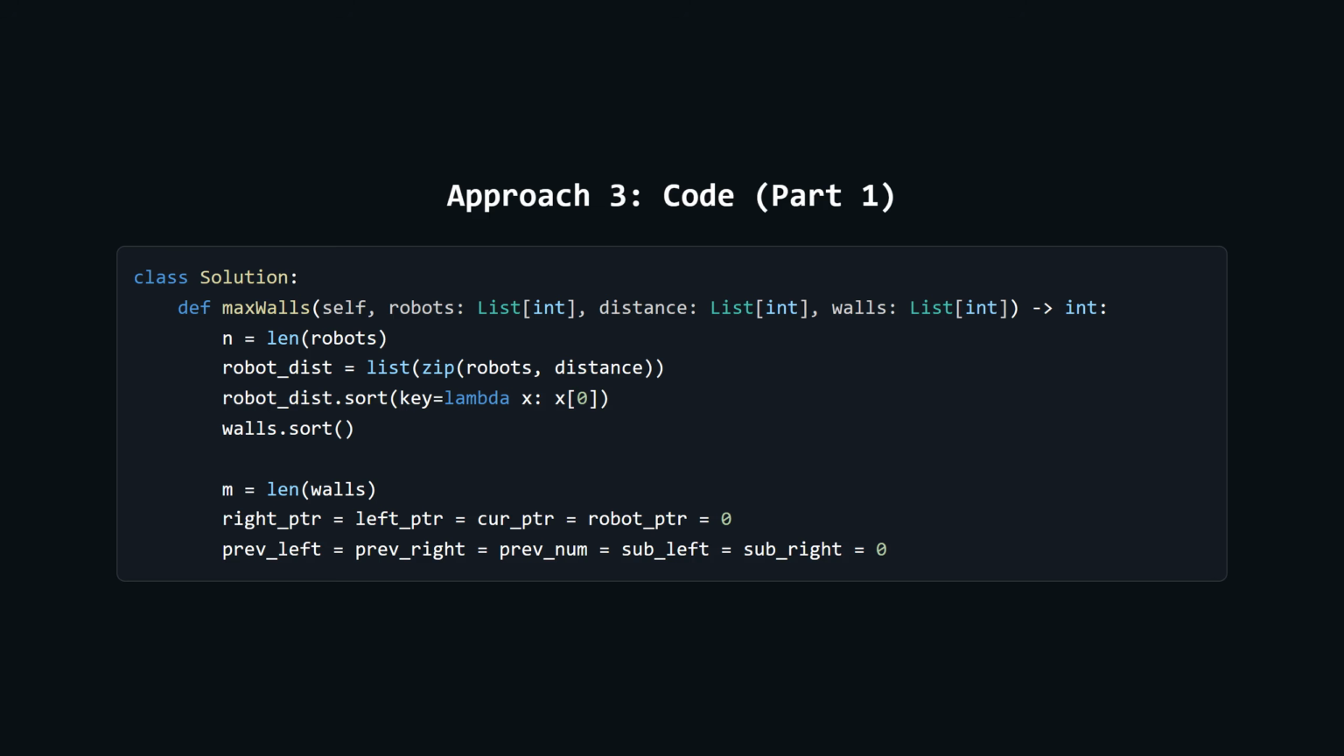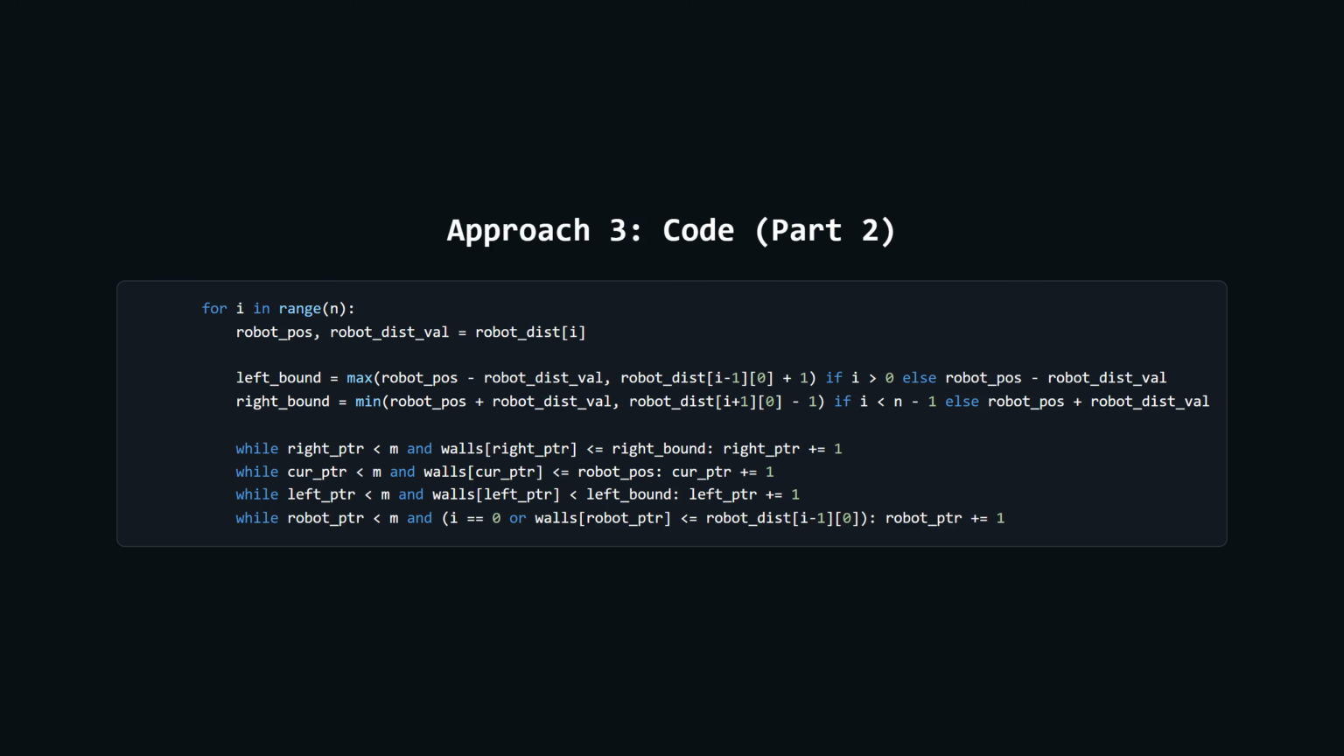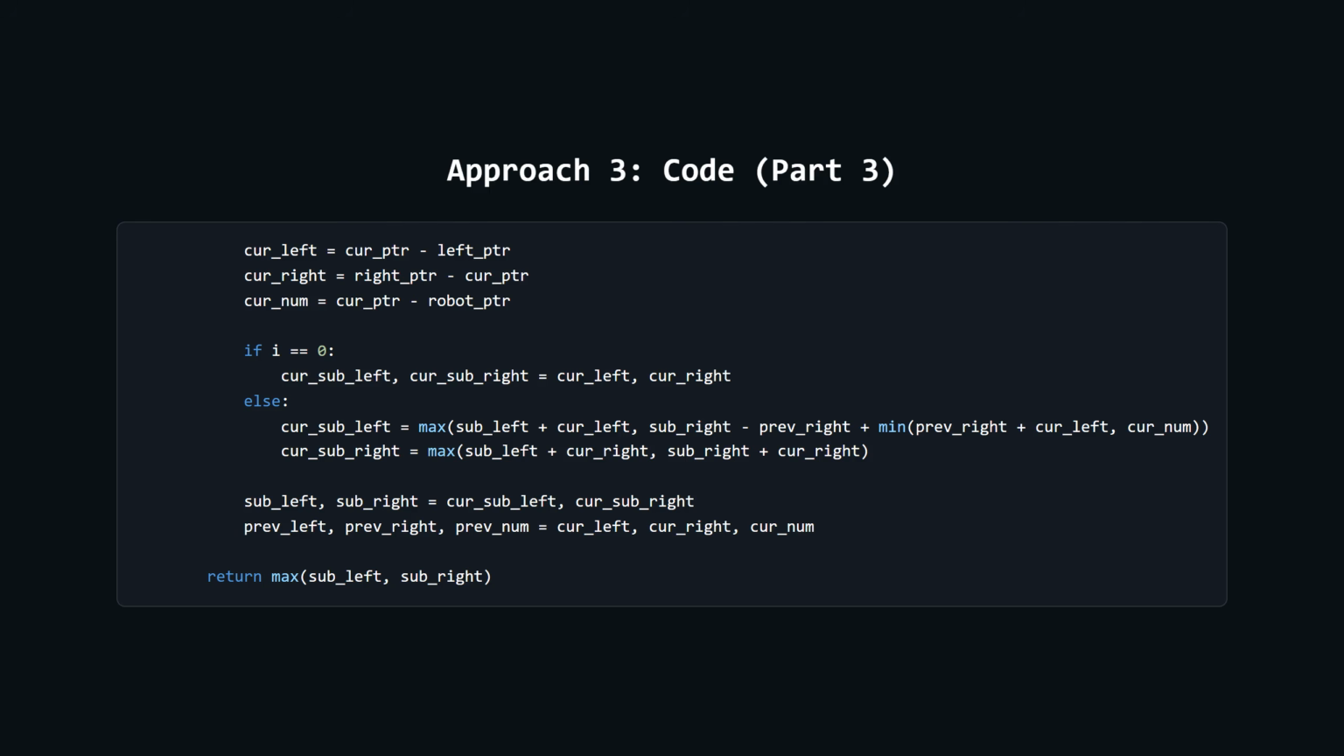We zip the robots and distances together so they stay linked when we sort them. Then we initialize all our sliding pointers and our dynamic programming variables to 0. Inside our main loop, we calculate those left and right boundaries we talked about, checking for neighbors. Then, we just slide our pointers forward through the walls list to find exactly how many walls sit in each zone. Finally, we do the math.